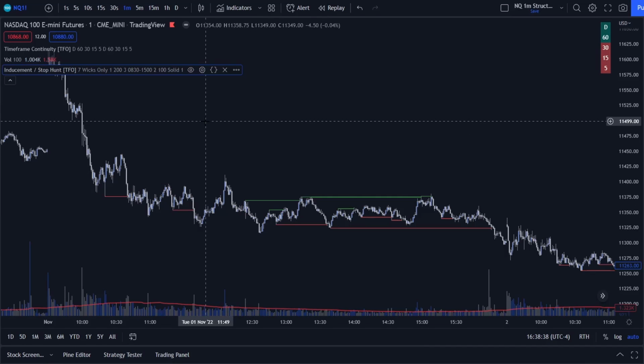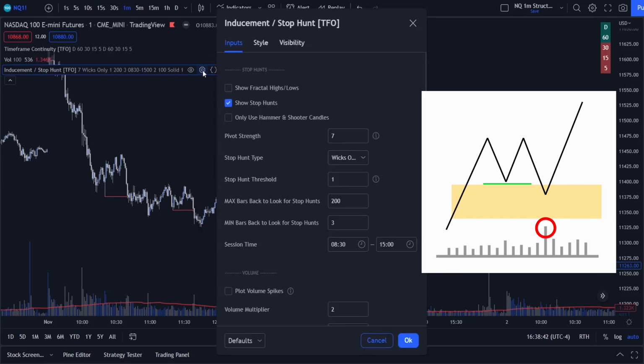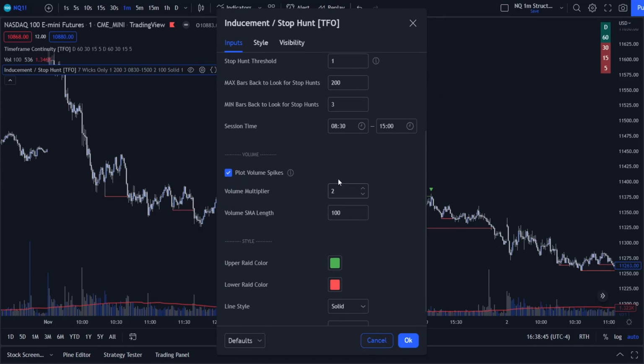Now, one thing I personally like to do is combine this logic of inducement setups with volume spikes. So if we go to this indicator and turn on volume spikes, with these settings, I'm looking for volume spikes that are 2 times greater than the volume moving average of length 100.